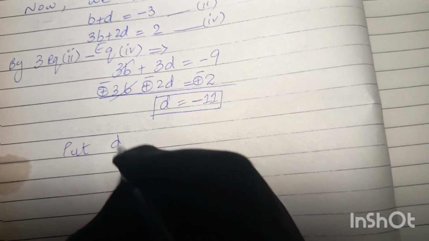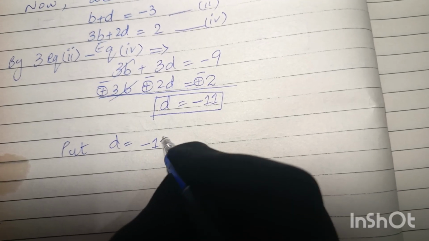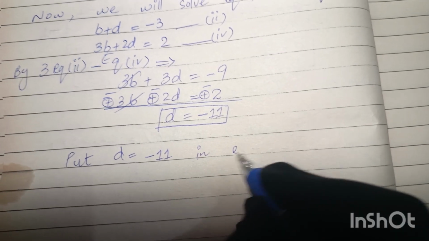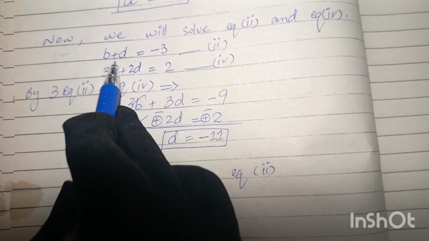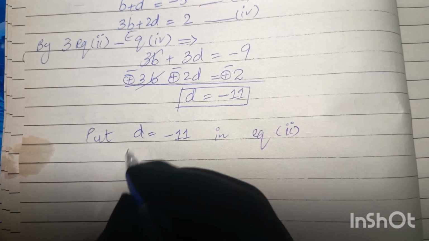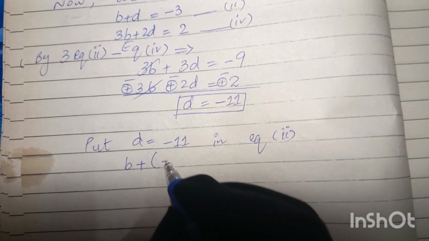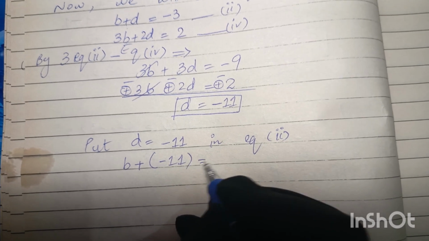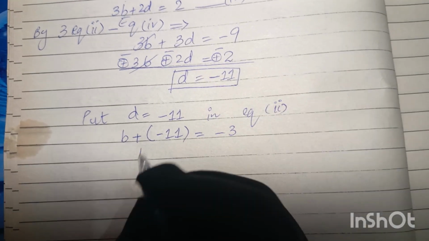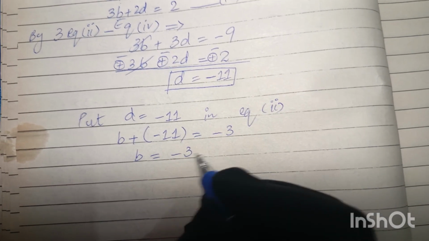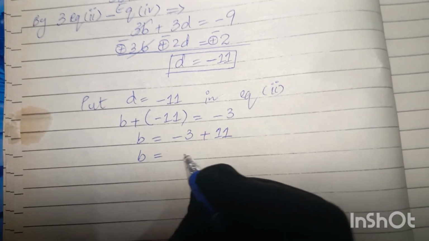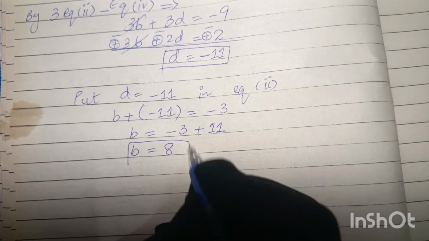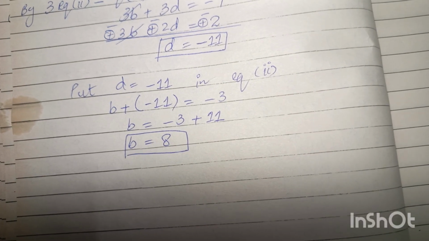Put d is equal to minus 11 in equation number 2, which is b plus d is equal to minus 3. So b plus d is equal to minus 3. So this is equal to minus 3 plus 11, which is equal to 8. So value of b is 8.